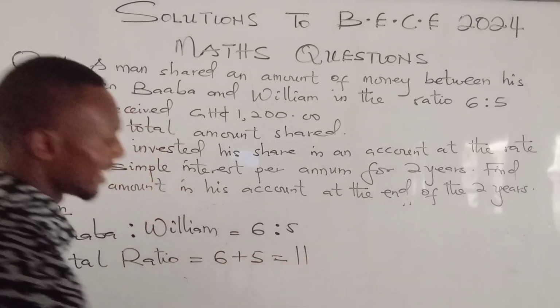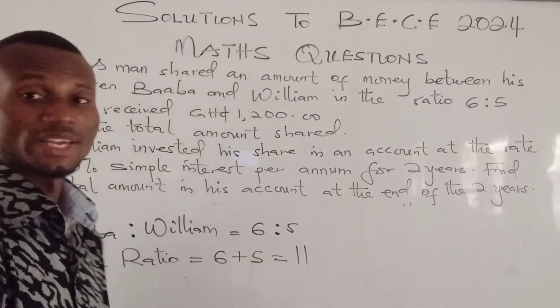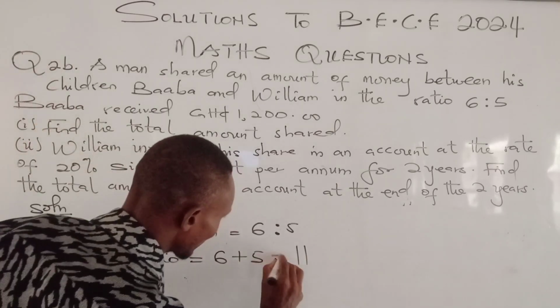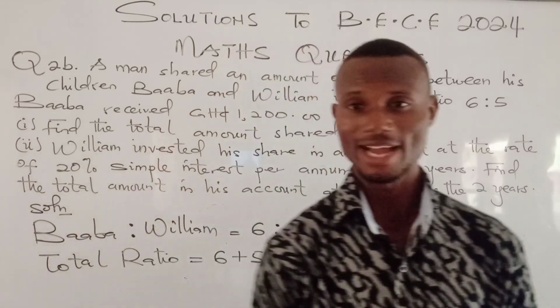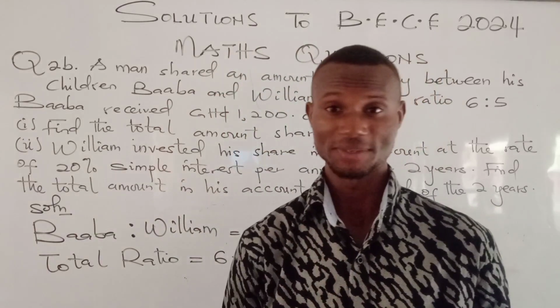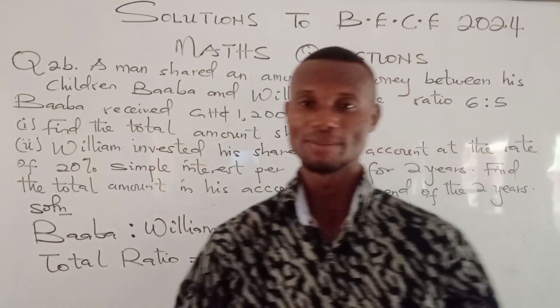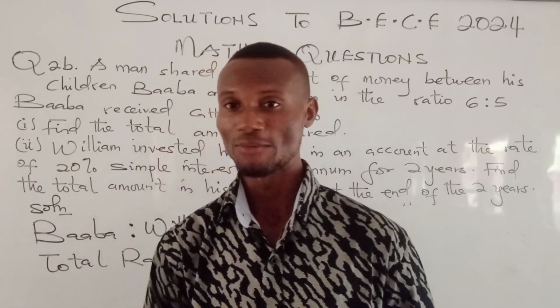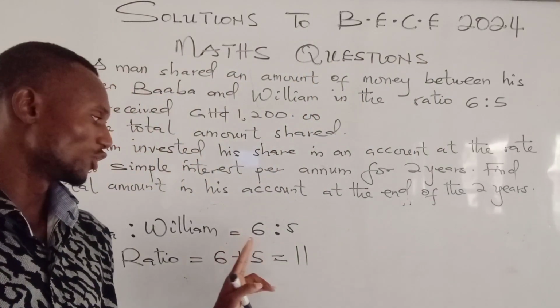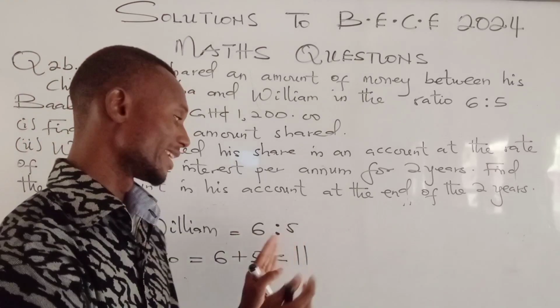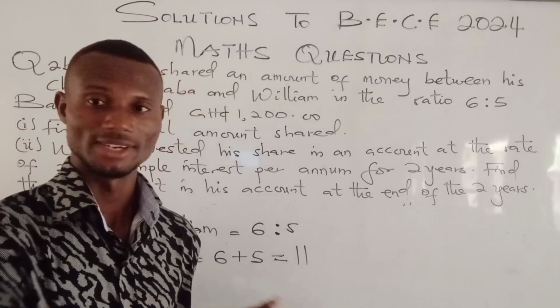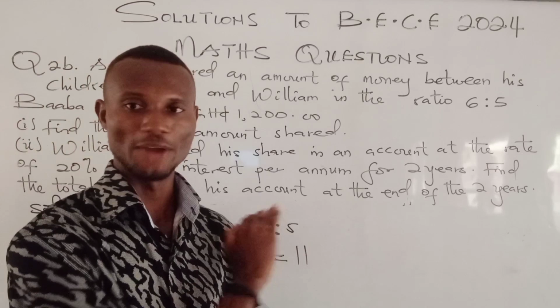I hope you understand and you agree with me up to this point. So I have my total ratio to be 11. Very simple. The total ratio is simply the addition of the ratios. We have a ratio of 6:5, so the total ratio is the addition of the 6 and the 5, which gives 11. Now let's proceed and read again.